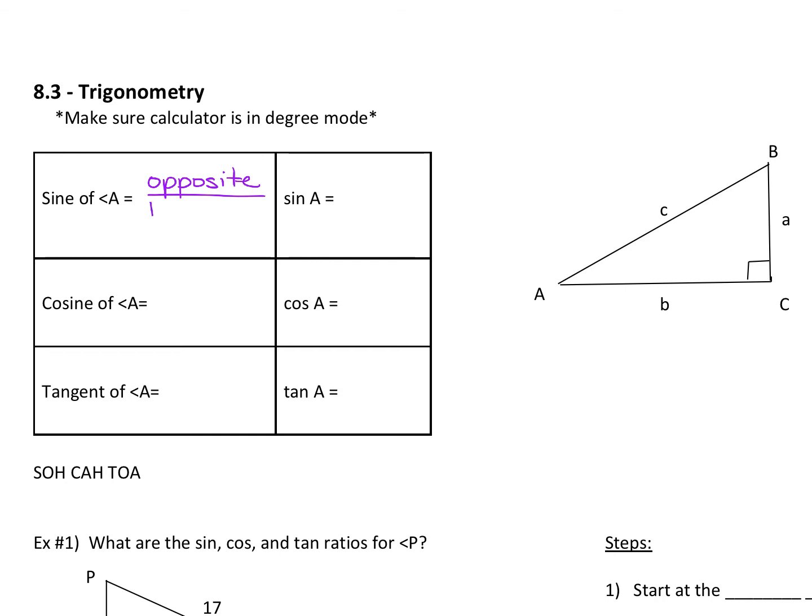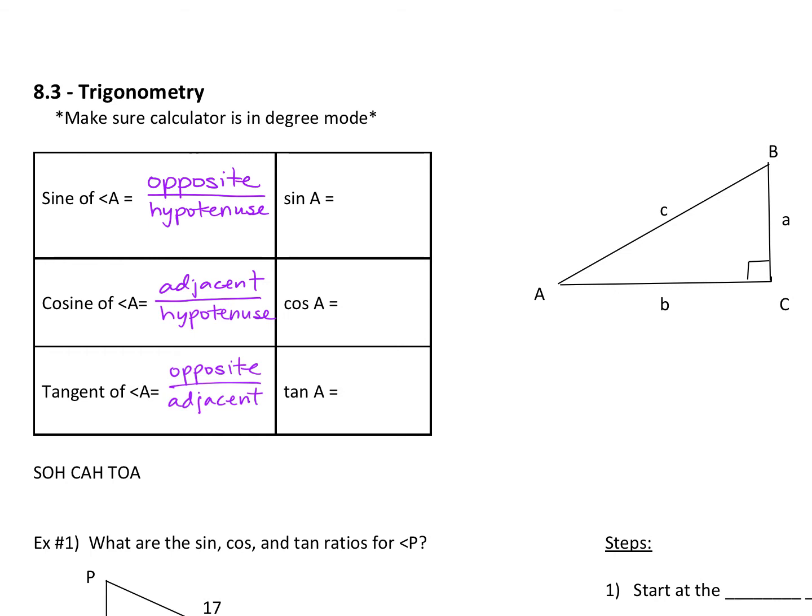The opposite side over the hypotenuse, okay? The cosine of an angle, in this case, we're going to say angle A, is the adjacent side. What does adjacent mean? Next to. Adjacent, next to, over the hypotenuse. Okay, and then the tangent of an angle is the opposite side over the adjacent side. Okay?